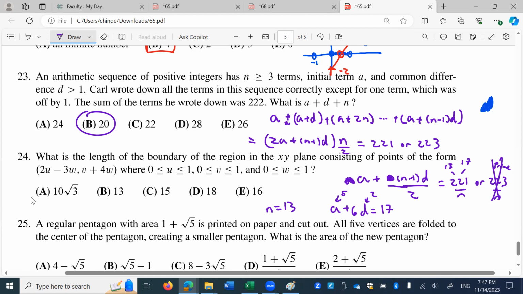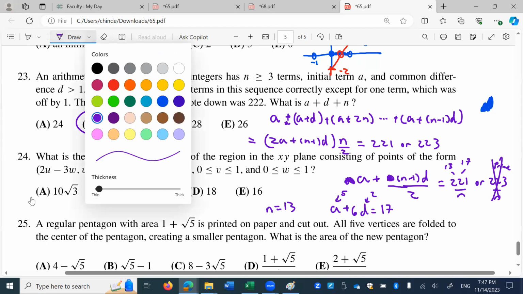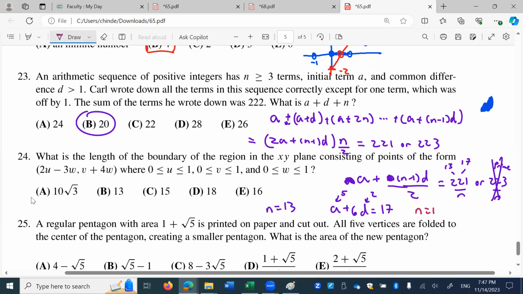And now, just for fun, I'm going to check what if N equals 17. If N equals 17, then now N minus 1 is 16, and so I end up with A plus 8D equals 13. And now this can't work, because if D equals 2, then I'm already too big, and D is supposed to be bigger than 1. Okay, so I got lucky by testing N equals 13 first. It has to be one of those two.